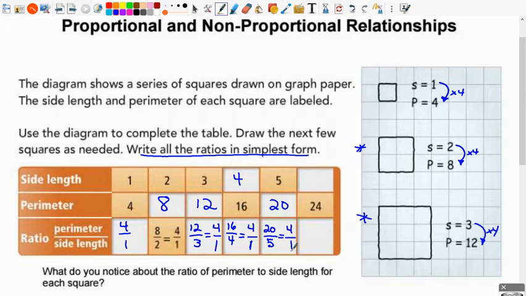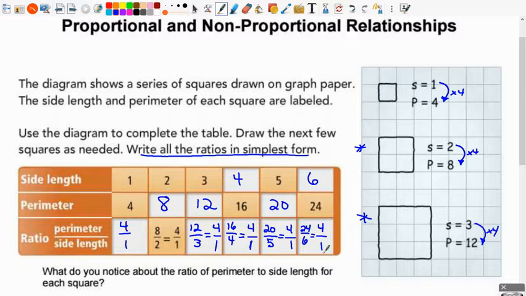Finally, they gave us a square with a perimeter of 24. What number times 4 is 24? Well, that must mean the side length is 6 because 6 times 4 is 24. For the ratio of perimeter to side length, that's going to be 24 over 6. Both of those numbers divided by 6 would give us 4 over 1 in simplest form.